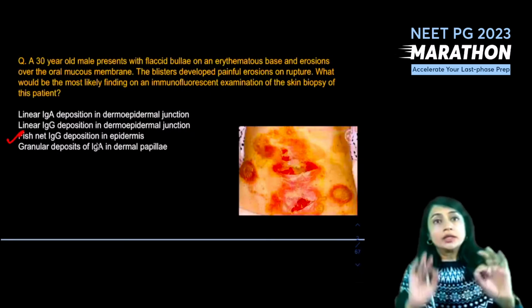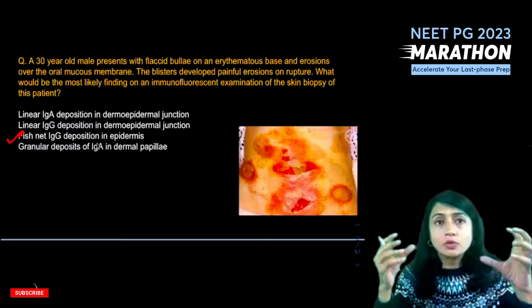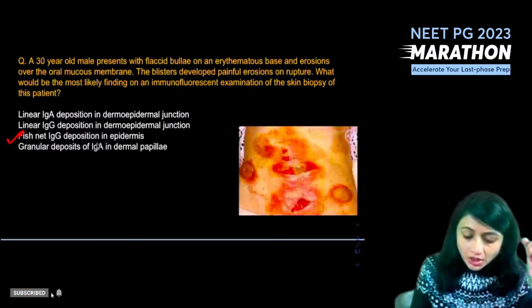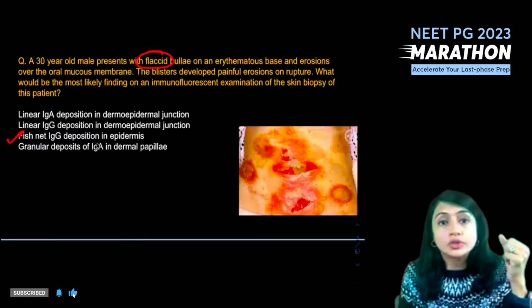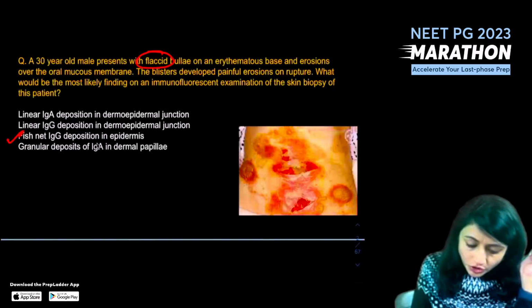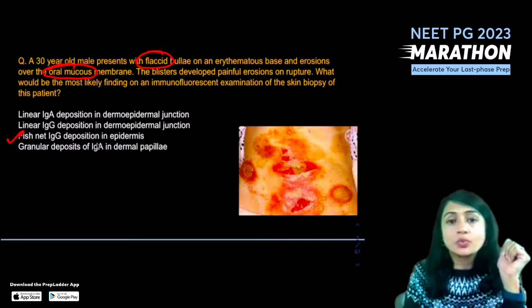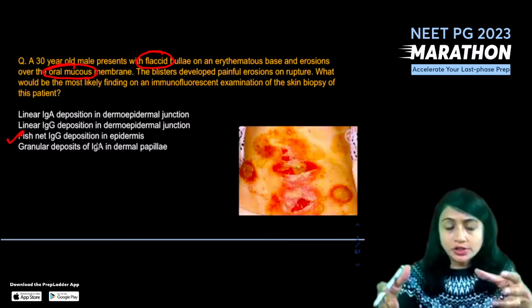So now look at the question like this. So this was a question. The question can be framed differently, but what would you pick out from this question? So the most important clues in this question would be presence of a flaccid bulla, erosions on the oral mucous membranes. And now when you look at this question, you know I'm dealing with immunobullous disorder.